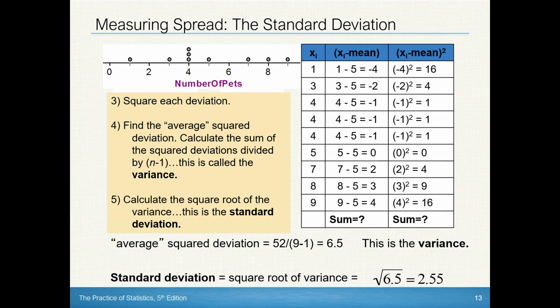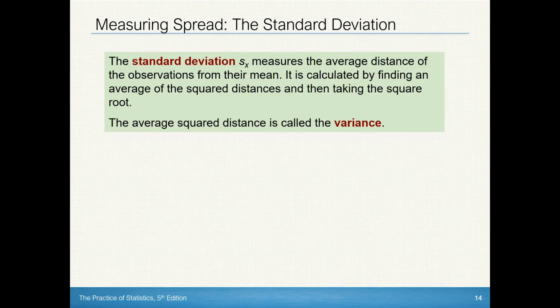I encourage you, if you're watching this, to pause the video and run these numbers through your calculator to make sure you can do this on your own. The standard deviation measures the average distance from the observations to the mean. It's calculated by finding the average of the squared differences and then taking the square root. The average squared distance is called the variance.